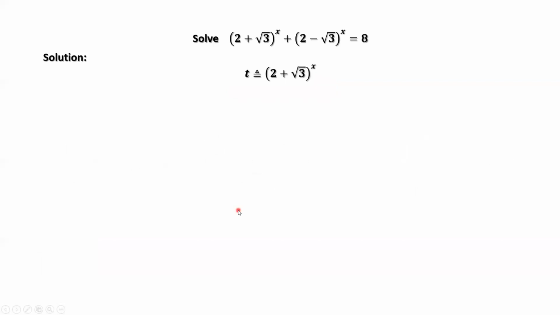We define a new variable, t = (2 + √3)^x. Because 2 + √3 is bigger than 0, therefore t is bigger than 0.